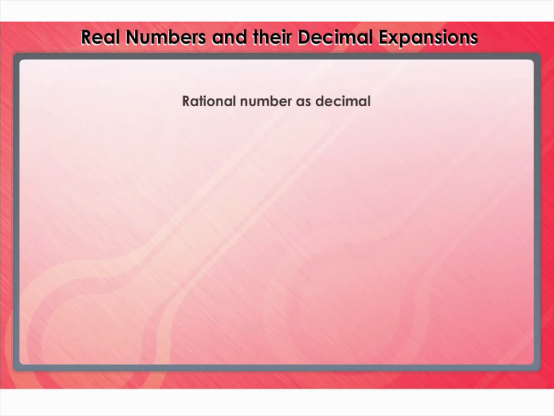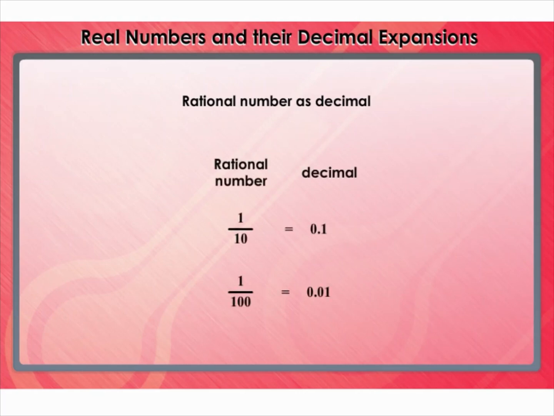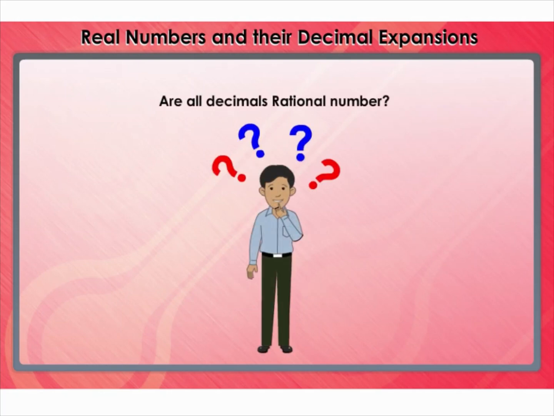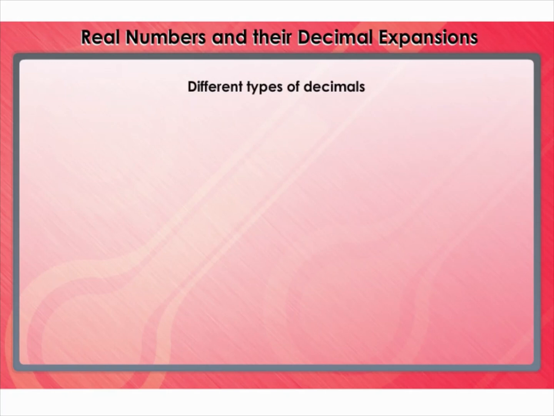Any fraction with a denominator that is a multiple of 10 can be converted into a decimal directly. For example, 1 by 10 is equal to 0.1 and 1 by 100 is equal to 0.01, as the point gets shifted by 2 places to the left if we divide by 100. Does it mean all the decimals are rational numbers? To find out, we need to know the decimal numbers first.